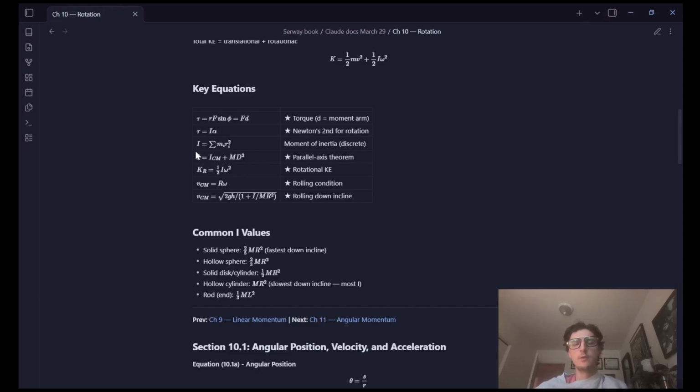Here's how you calculate moment of inertia. Not too important, but we can take a look at it if you're interested. Just remember I is equal to moment of inertia, m is equal to mass, r is normally a distance, and this equation gives you moment of inertia.